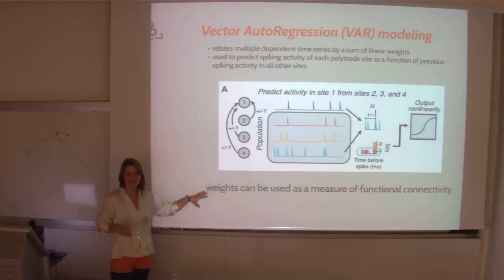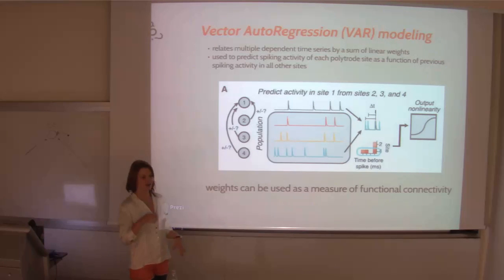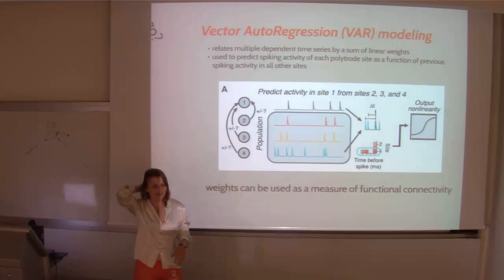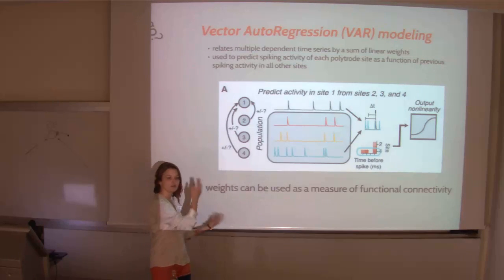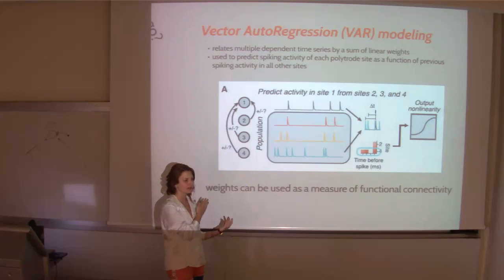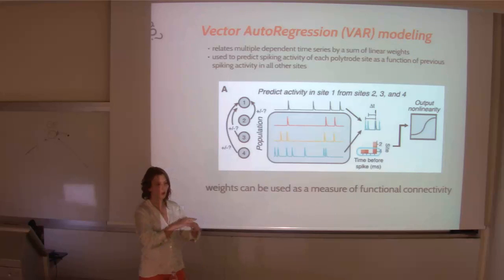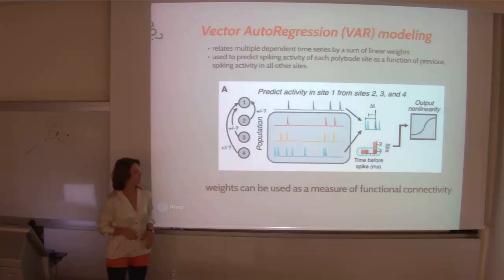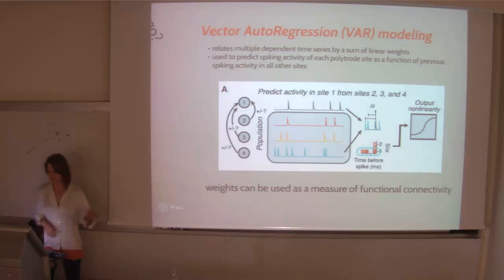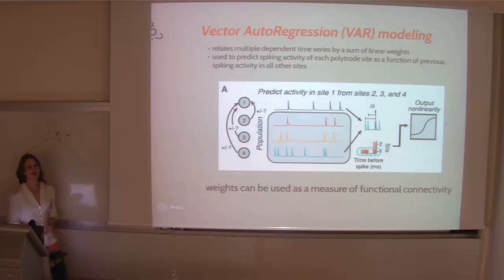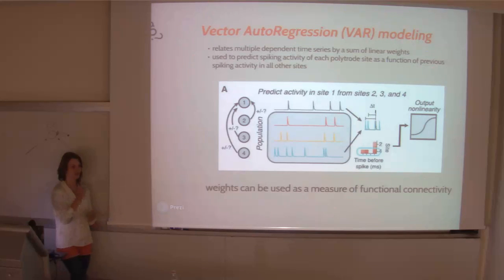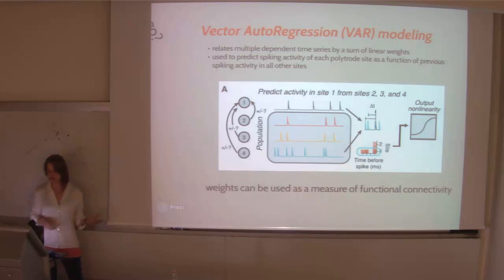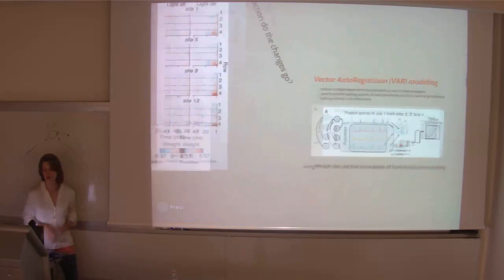Basically, this again is a model that learns, except instead of taking just one time point, it takes the population activity of previous time points, so up to 40 milliseconds, and uses the whole population in order to try and predict the activity of a site. And then you do some fancy stuff with output nonlinearity and whatnot, but basically it's a linear model in which weights are assigned to each point, and the weights can be used to measure, again, the functional connectivity.